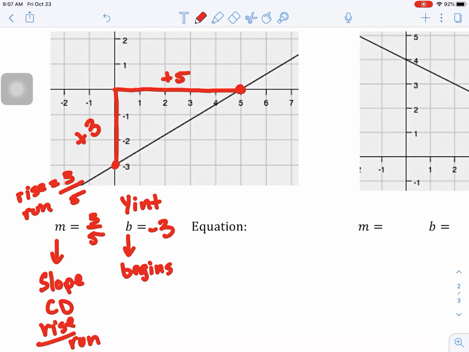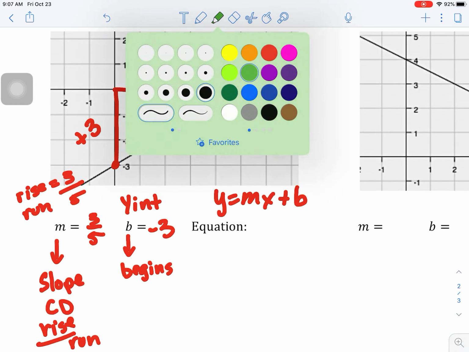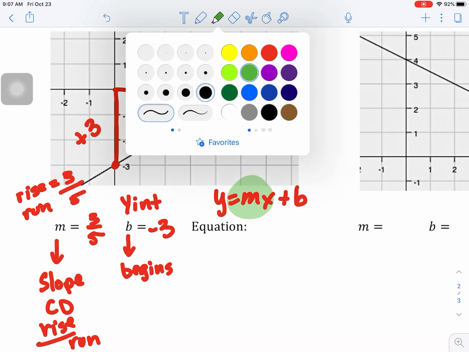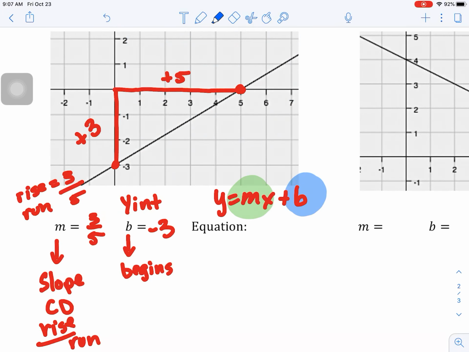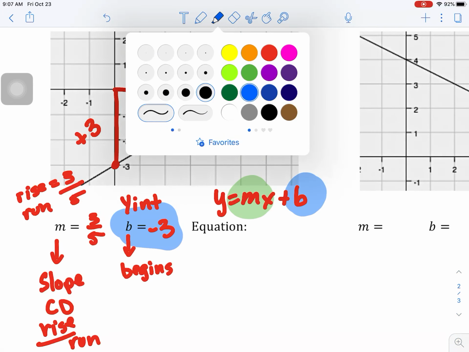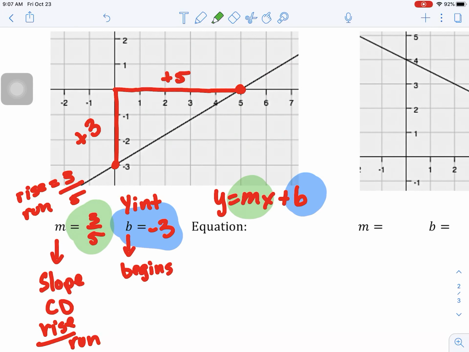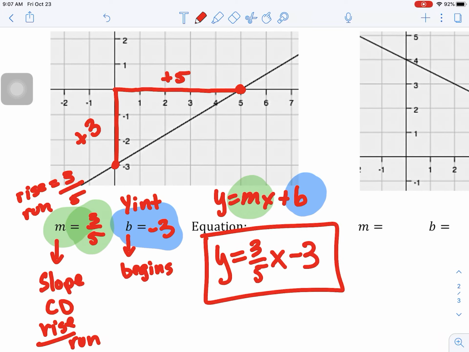Now that I know my slope and my y-intercept, I'm going to plug it into this equation, y equals mx plus b, where m is my slope and b is my y-intercept. So my equation is y equals slope, which was 3/5 x, and then my y-intercept is plus -3, which is the same as -3. So that's your equation.